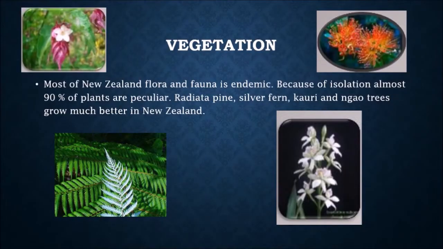Vegetation. Most of New Zealand's flora and fauna is endemic. Because of isolation, almost 90% of plants are peculiar to the country. Radiata pine, silver fern, kauri, and ngaio trees grow much better in New Zealand.